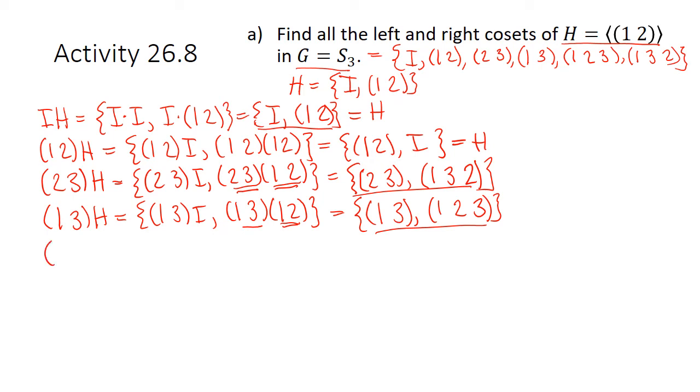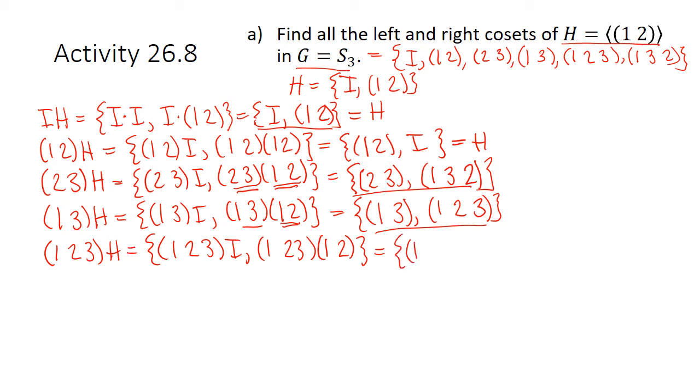Next we have (1 2 3) times H. This is going to be (1 2 3) times I, and then (1 2 3) times (1 2). So we got (1 2 3), and I think the other element is going to be the same as the last one, but let me confirm. 1 moves to 2, and then 2 moves to 3, so 1 moves to 3. Where does 3 move? 3 moves nowhere, and then 3 moves to 1. So that's just (1 3). All right, so that's the same as the last one.